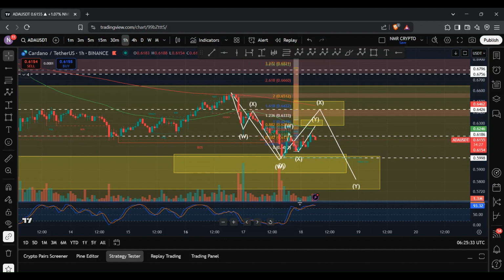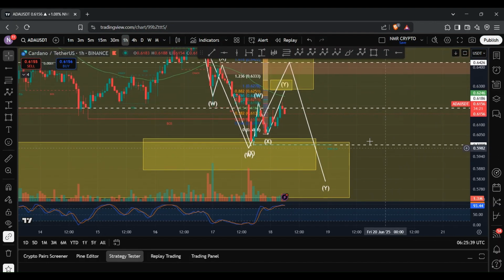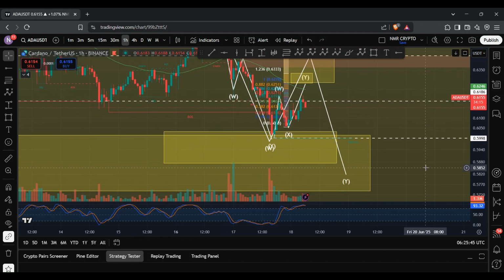Now, as far as the stochastic RSI goes, you can see that we are within the overbought conditions, and so the bears could then regain control of the market. And again, that could then align with my analysis with regards to us going slightly deeper, and this local low at 59.98 cents gets broken.